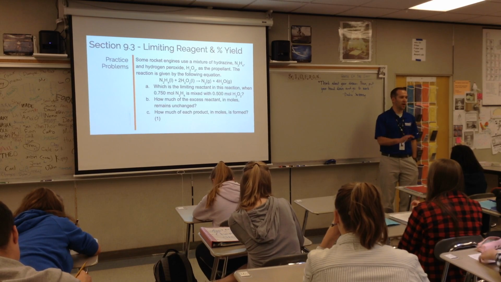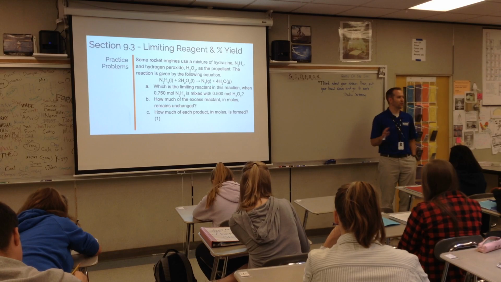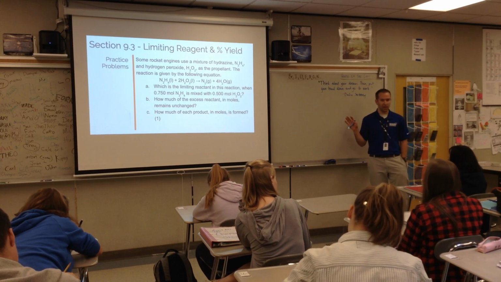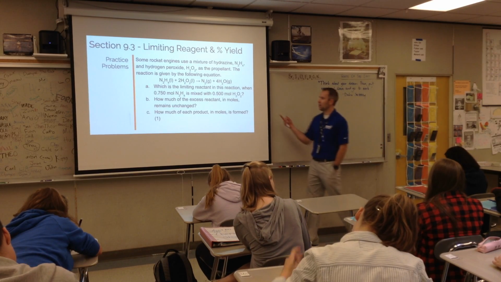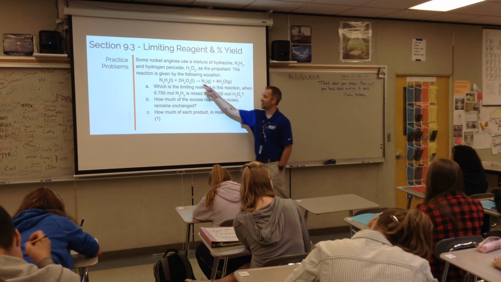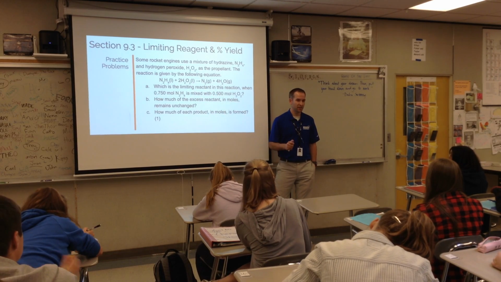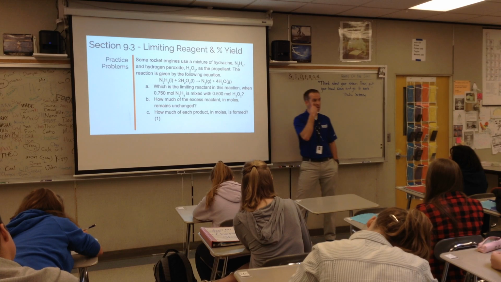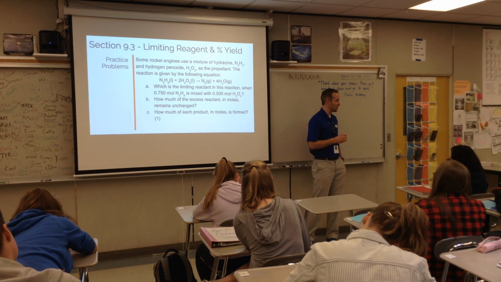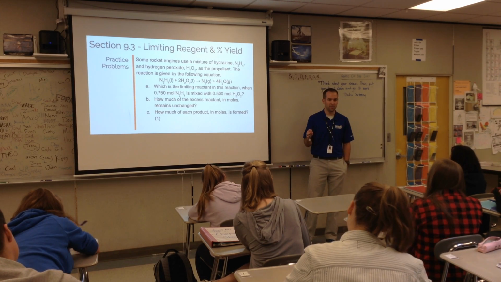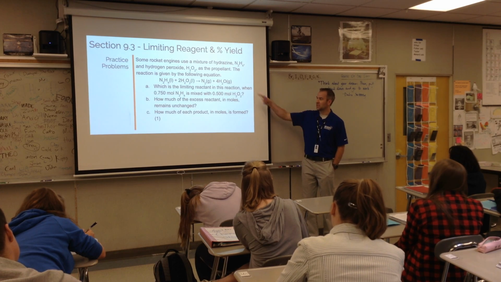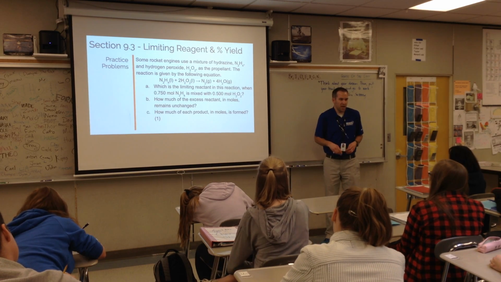So sometimes we can figure it out without doing any math. In this case, we can. We can just look at the problem. We can say, hey, we have less of this, and we use it twice as fast. So hydrogen peroxide is going to be my limiting reactant. Okay. I know that from the get-go before I do any math, right? So in this case, I've already answered question A.